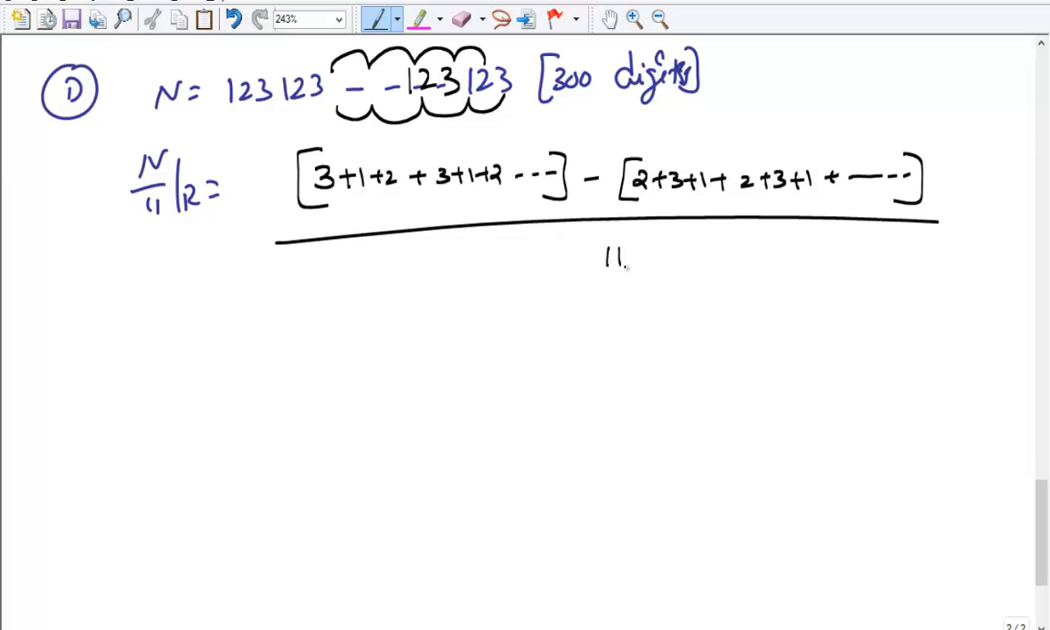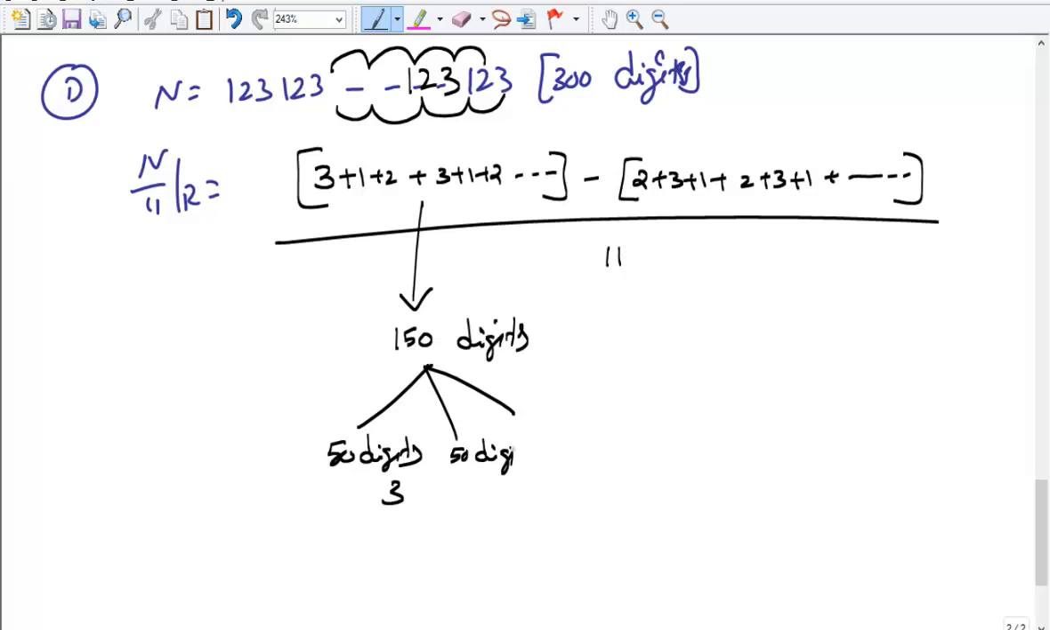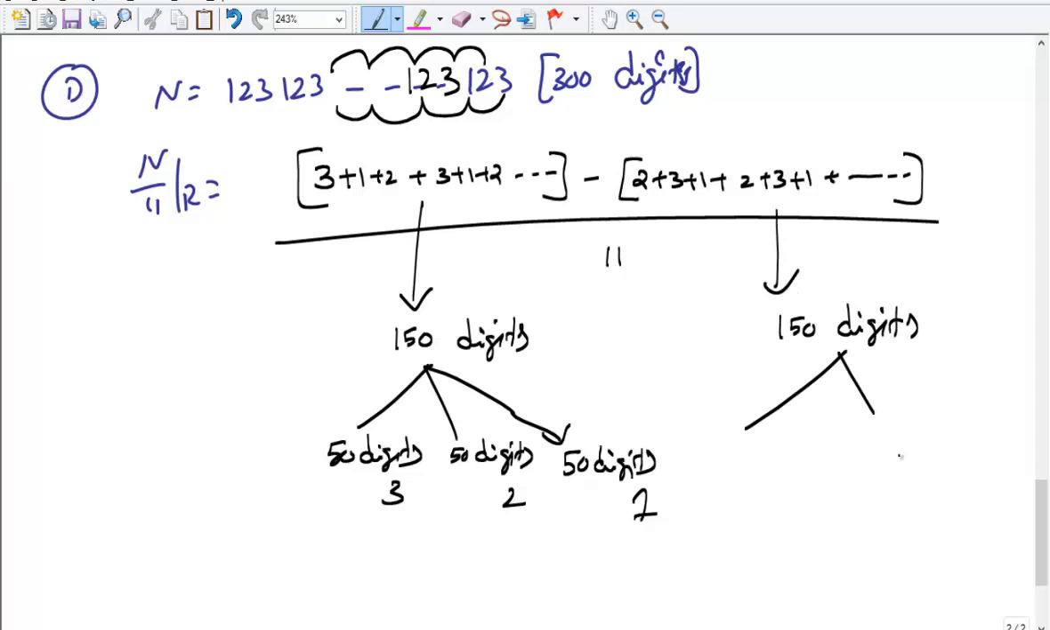Now the order is different, that's it. We are trying to add 3 plus 1 plus 2 only. Whether we add 3 plus 1 plus 2 or 2 plus 3 plus 1 or 1 plus 2 plus 3, the sum is the same. So in the first alternate club, we will get 150 terms. Here this is 150 digits. In these 150 digits, 50 digits are 3, 50 digits are 2, and another 50 digits are 1. Same is the case here. We get 150 digits.